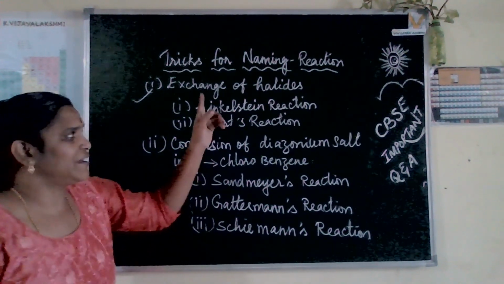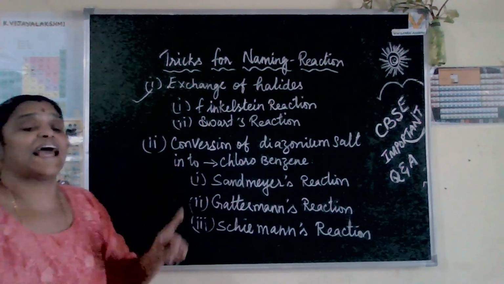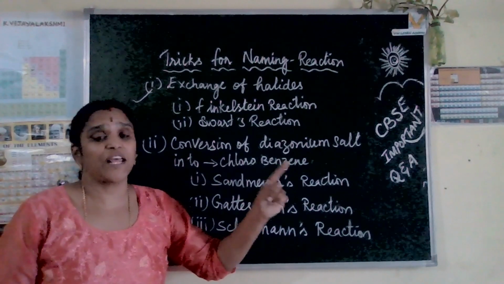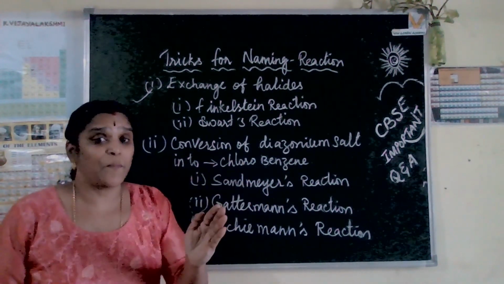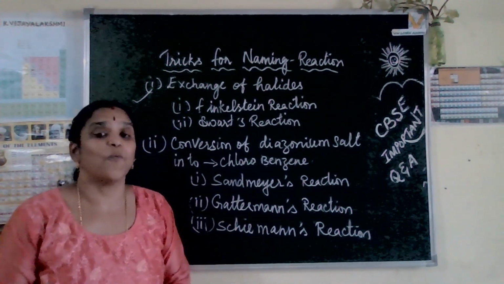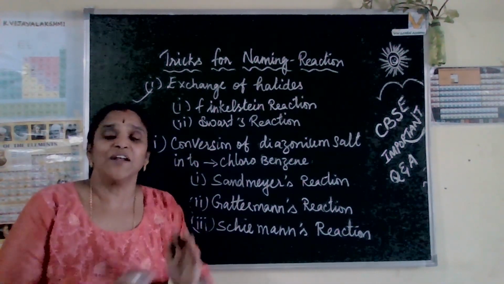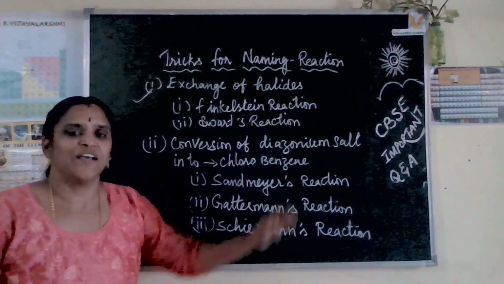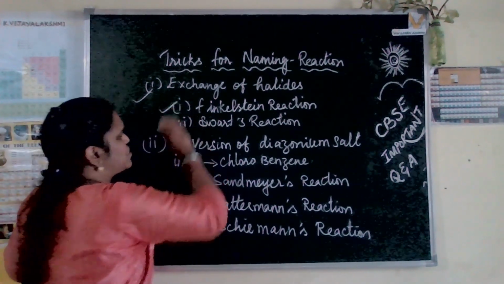I think you just see my video. I have given Finkelstein's reaction, and I mentioned that note also. Methyl chloride reacts with sodium iodide only in the presence of dry acetone, whereas sodium bromide and sodium chloride do not react with methyl chloride. Why? Because sodium bromide and sodium chloride do not dissolve in dry acetone. That is what it has mentioned. Now that is Finkelstein's reaction.